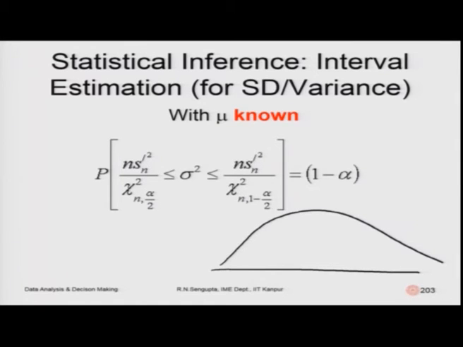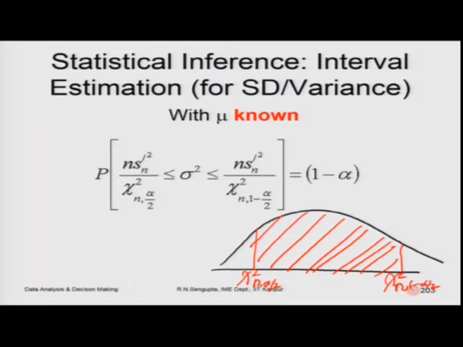Consider this is the chi-square. So, you will have chi-square on the left hand side, this is n, this is alpha by 2, this is the second one chi-square n, 1 minus alpha by 2, this whole area inside is 1 minus alpha. Now, see how the nomenclature is this.